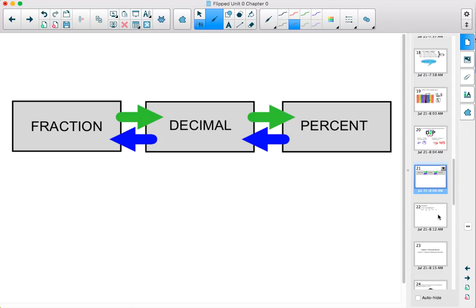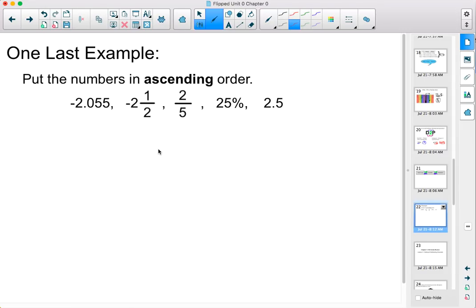All right. I do have one more example here, and we're just going to talk about it. We don't really need to solve the whole thing because we've been seeing a lot of these. Putting the numbers in ascending order, my recommendation here would be to change everything to decimals. Okay, so my first number is already a decimal, negative 2.055. That's negative 2 and 55 thousandths. Negative 2 and 1/2 becomes negative 2 and 5/10. 2/5 becomes 4/10. 25% becomes 0.25 or 25 hundredths. And 2 and 5/10 is already in decimal form.